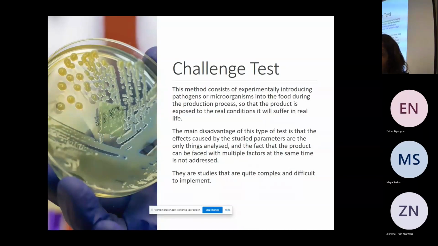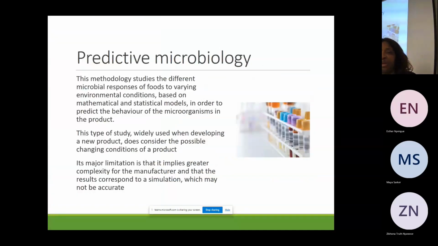And then look at what the product would actually do, how it would progress. The main advantage of this type of test is that the effects caused by these studied parameters are the only things that are analyzed. It might even be other things outside these parameters which are actually affecting the quality of the product. So it tends to give limited results because you are looking at specific parameters but not all the parameters. And at times these studies can be quite complex and very difficult to implement depending on where the tests are done.